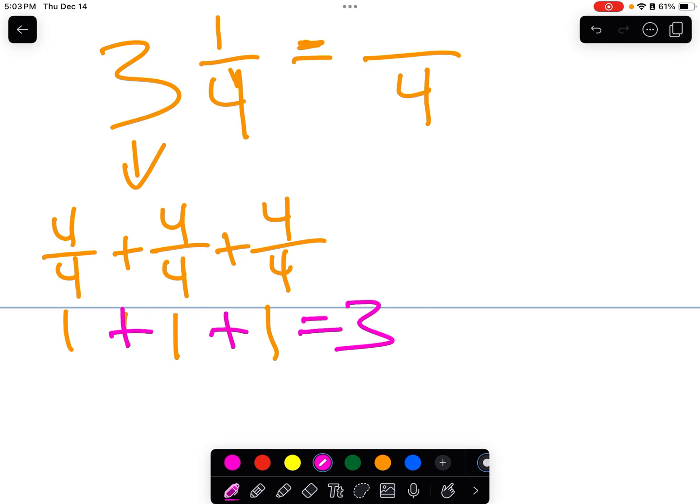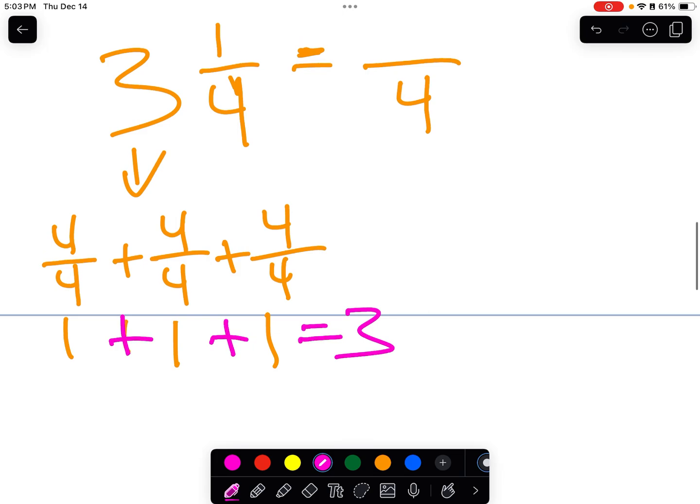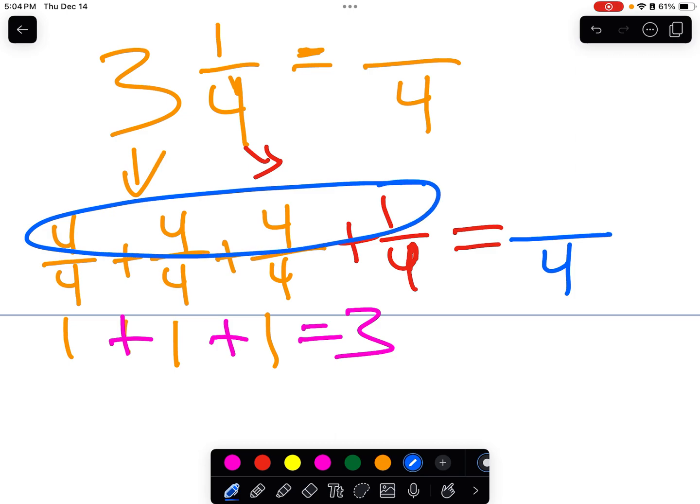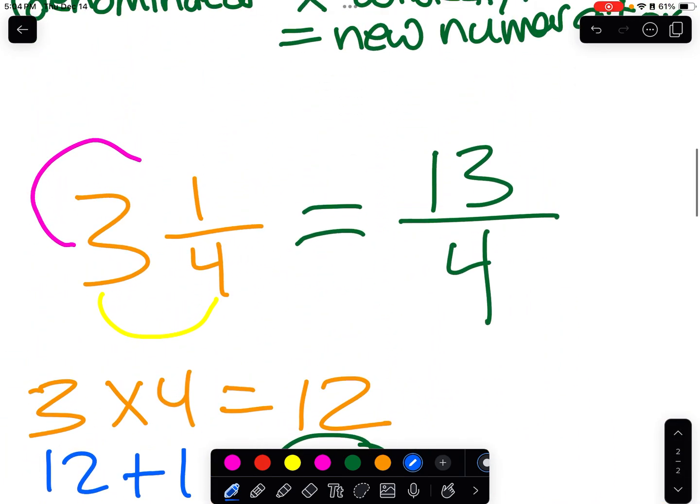So some kids, I notice, like to do it that way. They'll convert the 3 to a form of fraction that they can understand better. And then they're going to add this part plus 1/4. Because they already know how to add fractions with the same denominator, we keep the denominator the same, and then you just add the top here: 4 plus 4 plus 4 plus 1. Well, 4 plus 4 is 8, 8 plus 4 is 12, 12 plus 1 is 13. So that's another way to get 13/4.